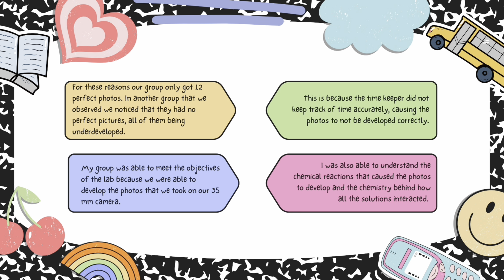For these reasons, our group only got 12 perfect photos. In another group that we observed, we noticed that they had no perfect pictures, all of them being underdeveloped. This is because the timekeeper did not keep track of time accurately, causing the photos to not be developed correctly.